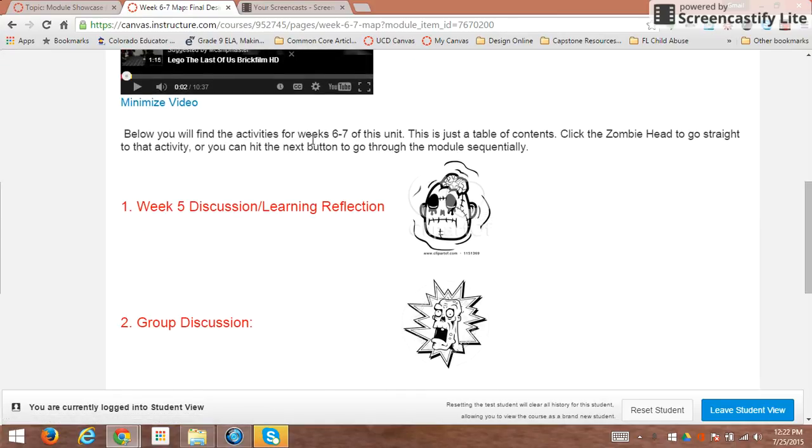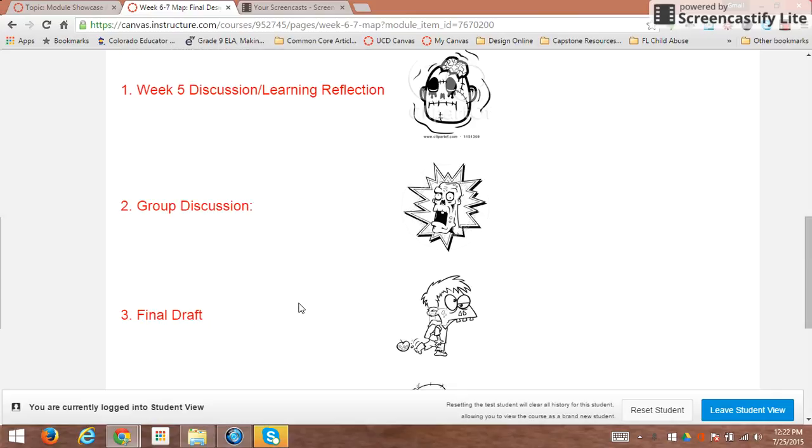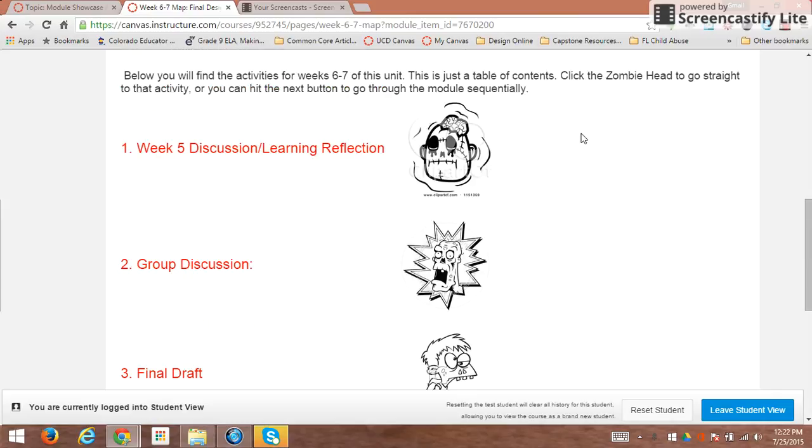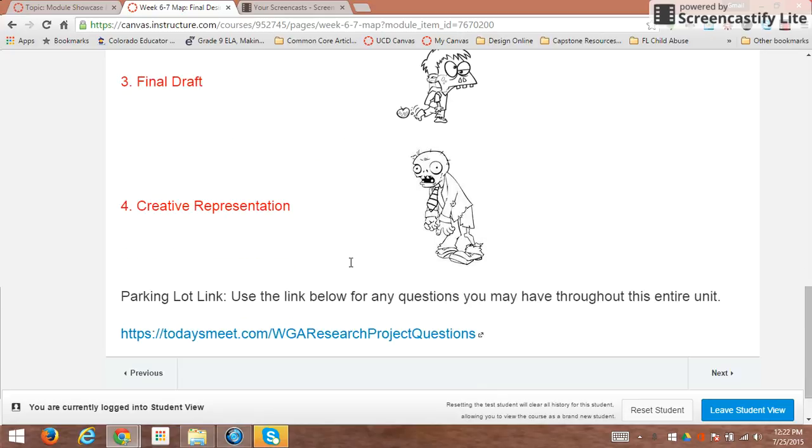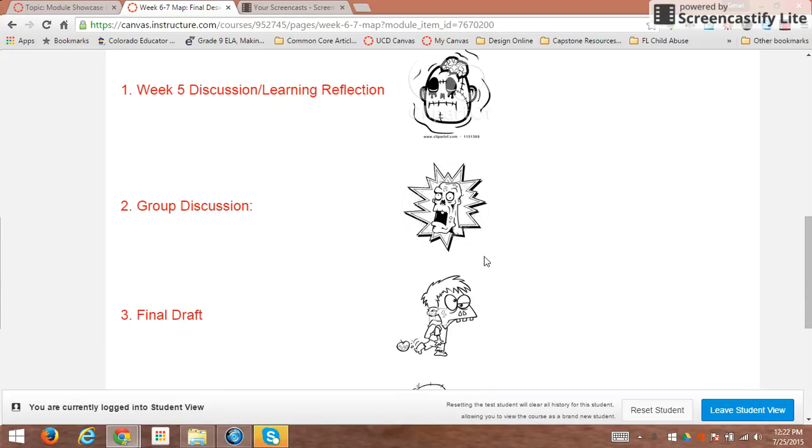And then they will engage in their group discussion again, and their final draft. We're going to go ahead and skip the reflection and go straight to the group discussion. Of course, after the final draft, they'll have their creative representation. So these are the four things that they'll do for that week. And then, of course, today's meet is always there.